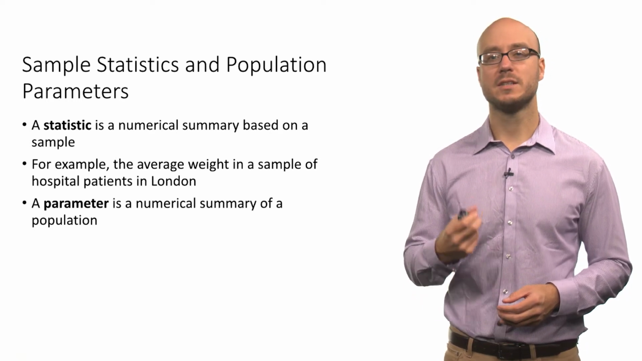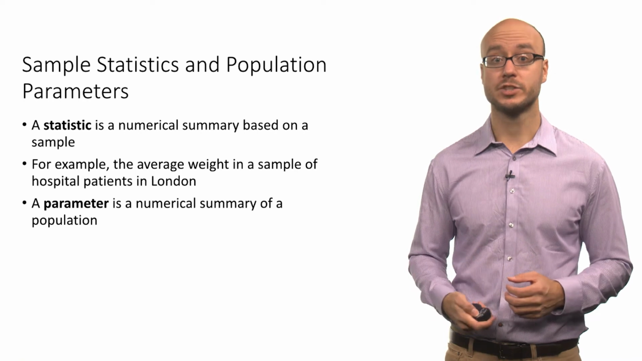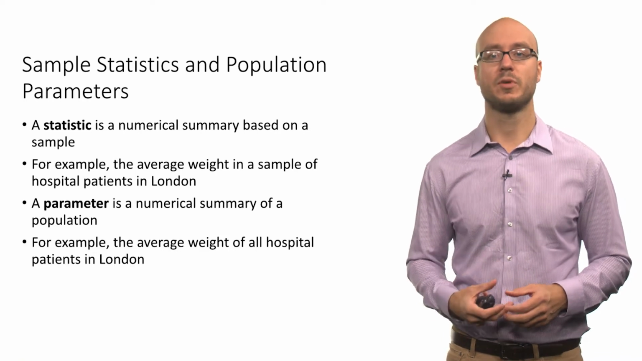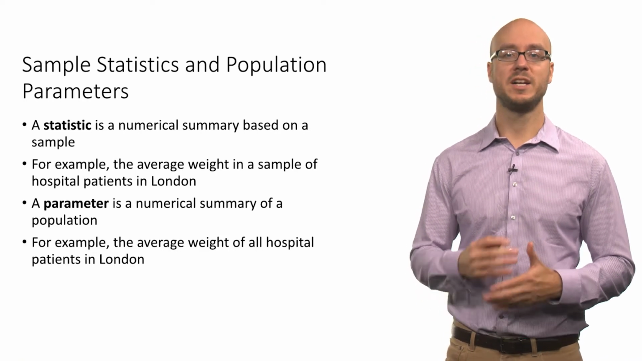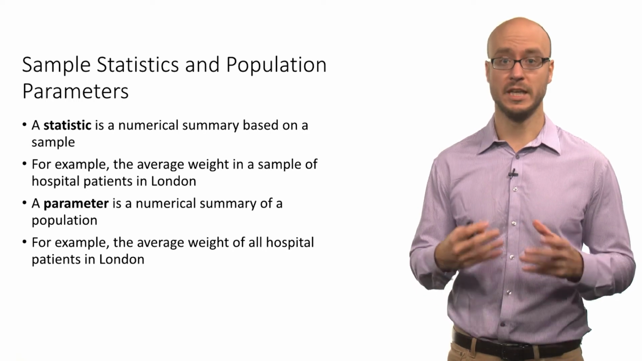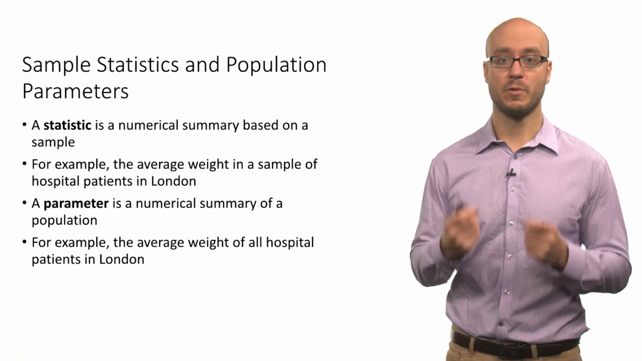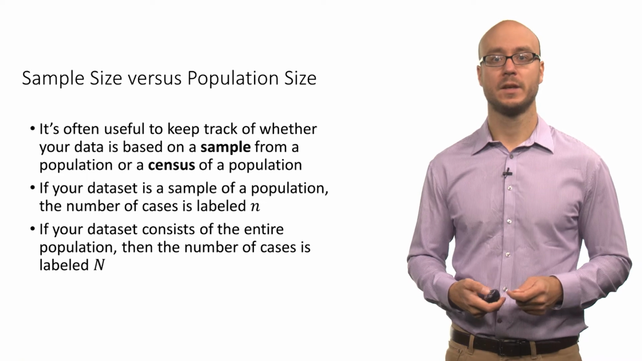A parameter is a numerical summary of a population. Sometimes we call these population parameters. So for example, the average weight of all hospital patients in London, that is a parameter or population parameter.